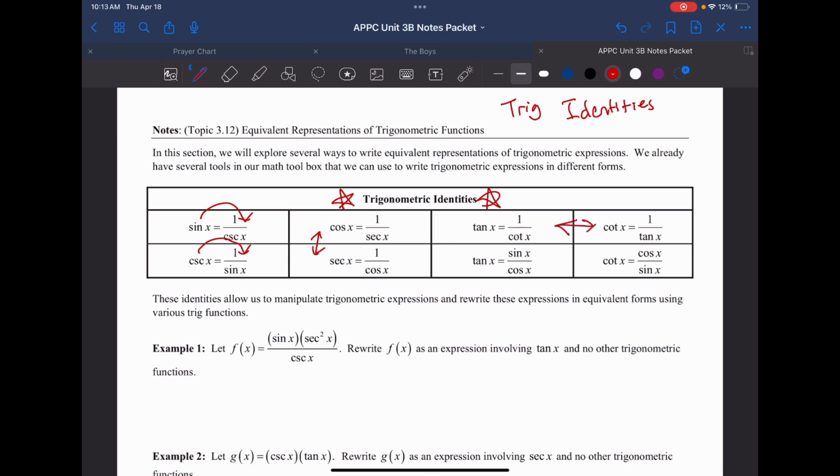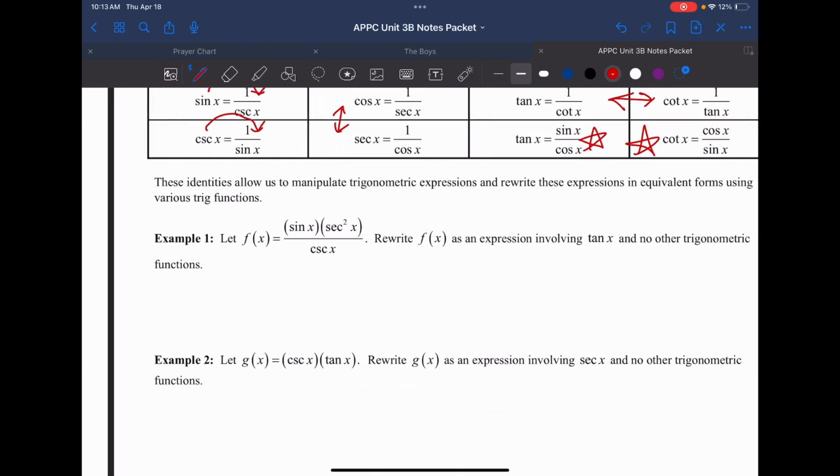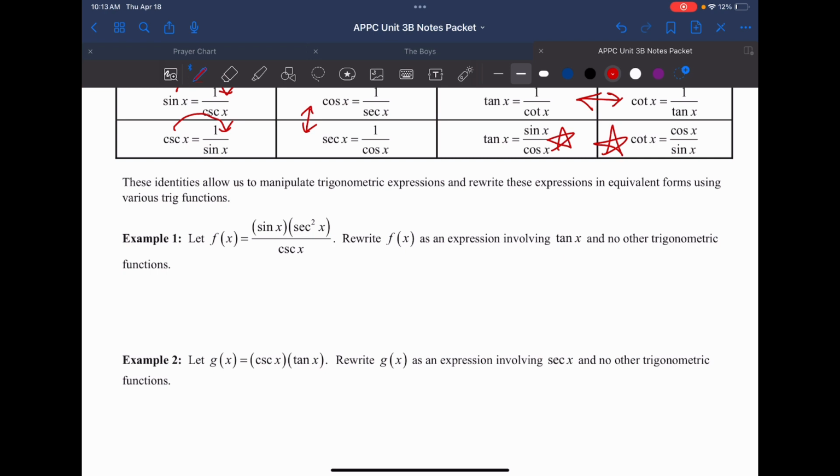Tan is the reciprocal, 1 over cotangent, and cotangent is 1 over tangent. And an important one always is that tan is sine over cosine, and because cotangent is just tangent flipped, cotangent is cosine over sine instead. Knowing these allows us to manipulate trigonometric expressions and rewrite them in equivalent forms. So we have f of x on example 1 here. It wants us to rewrite an expression involving tan x and no other trigonometric functions.